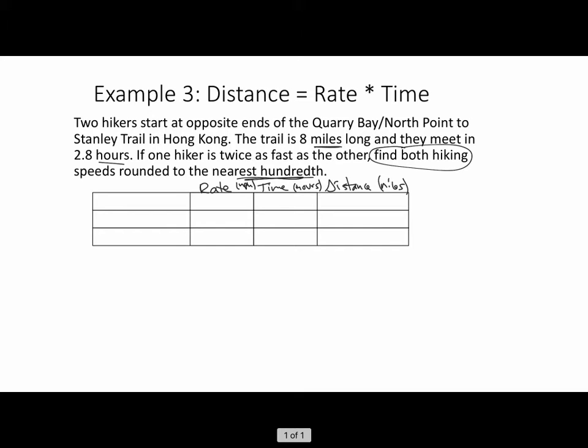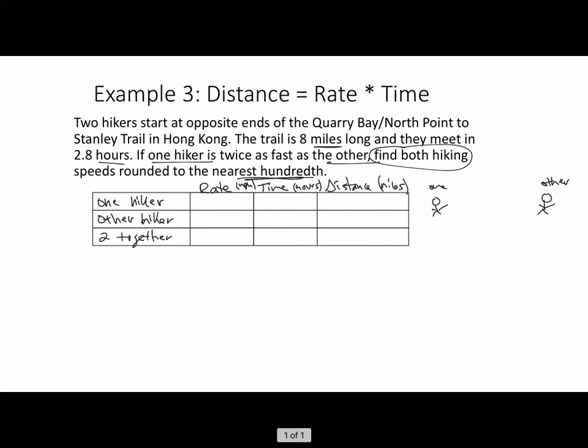Two hikers, okay. So two hikers. We've got one hiker and the other. That's a way that we can differentiate them with those words. One hiker, other hiker. And then the two together. Because it says at the beginning they start at opposite ends. So we've got this guy here, we'll call him 1. This guy here, we'll call him other.